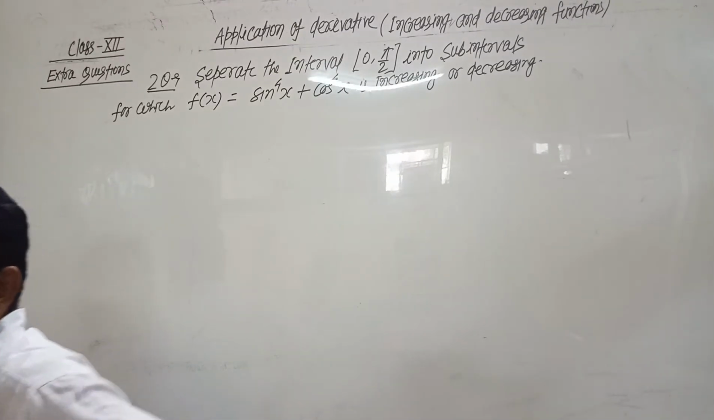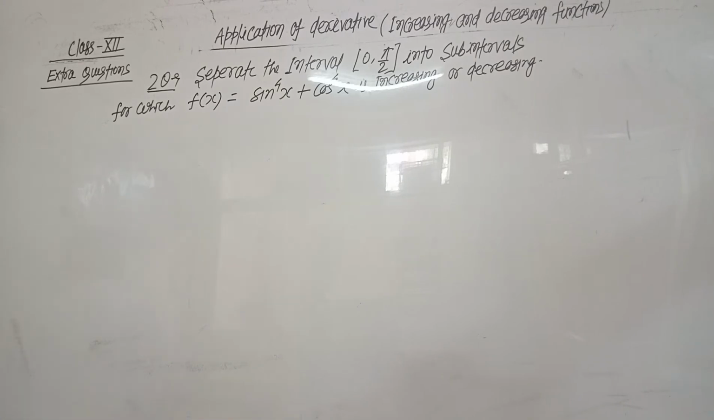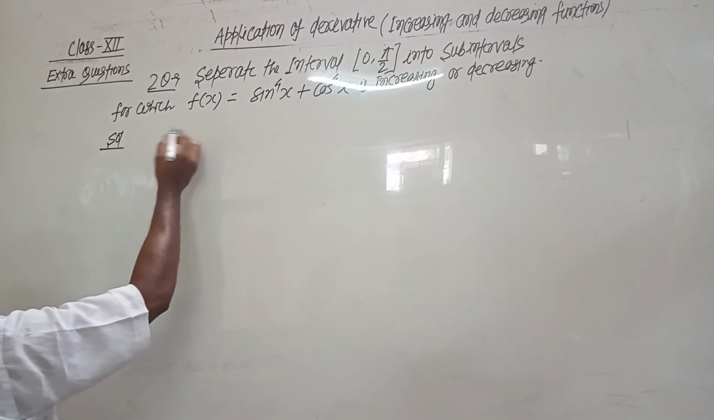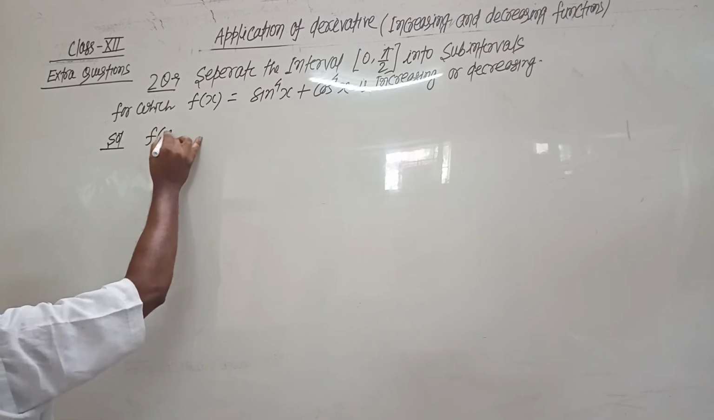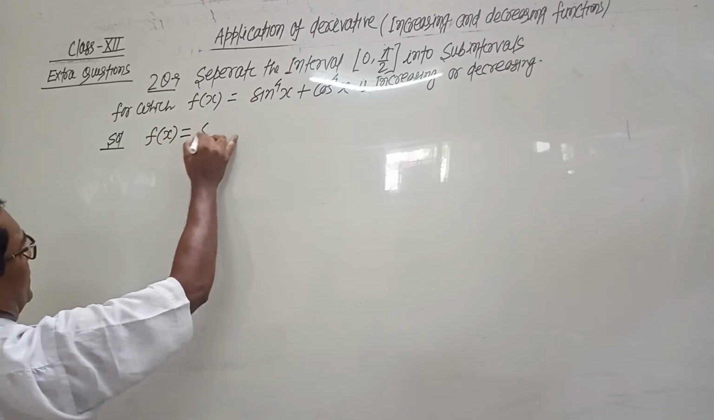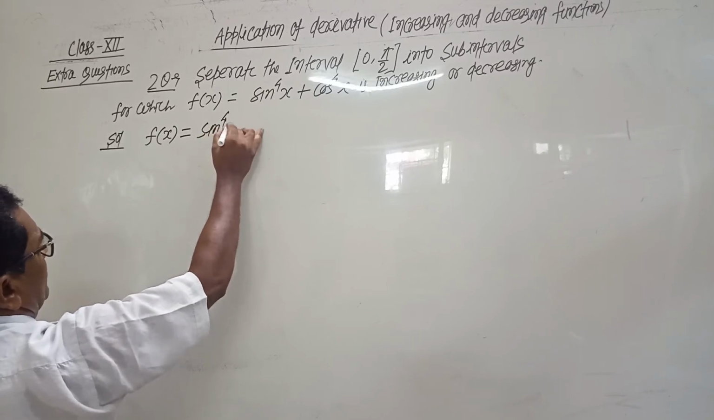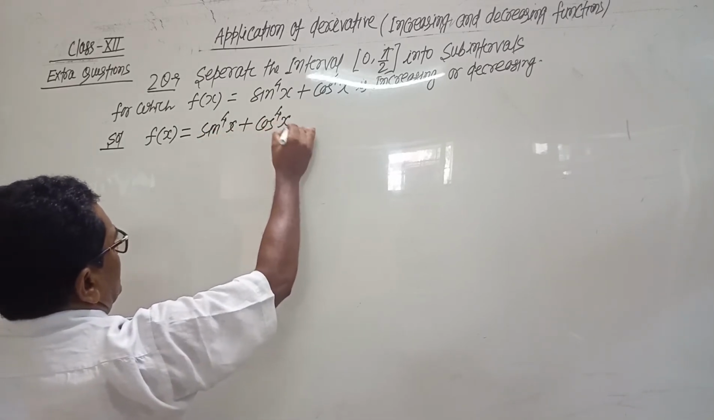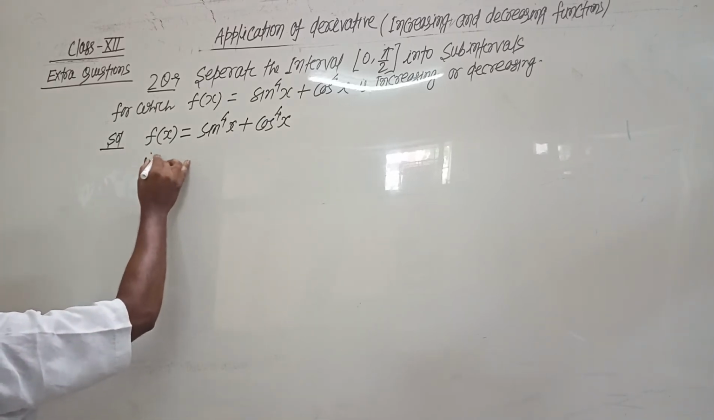So we have given the function f x equals sin^4 x plus cos^4 x, and we have to separate the interval 0 to pi by 2 in which the function is increasing or decreasing. So firstly we write the function and then we differentiate. f x equals sin raised to the power 4 x plus cos raised to the power 4 x. We find f dash x.